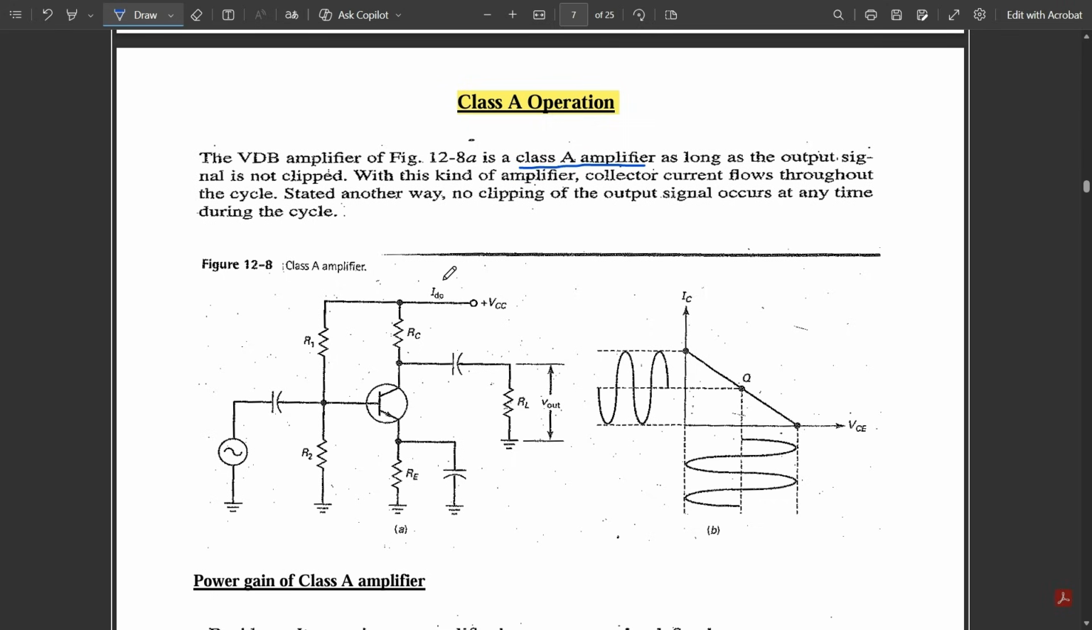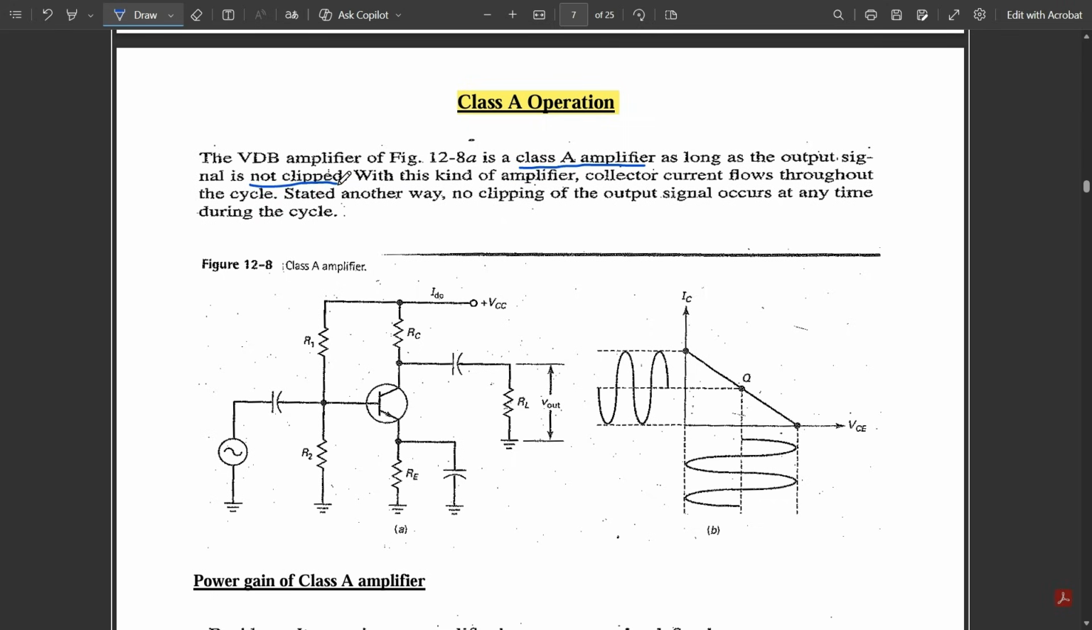Once again I'll tell you, this is the basic VDB amplifier, which can also be written in terms of class A amplifier. Because if we compare the VI curve with respect to small signal operation of AC versus DC, you would be getting the complete periodic waveform from 0 degree up to 360 degree, right? So that's why you could simply give it as an example of a class A amplifier, as long as the output signal is not clipped. This is one condition you need to note down.